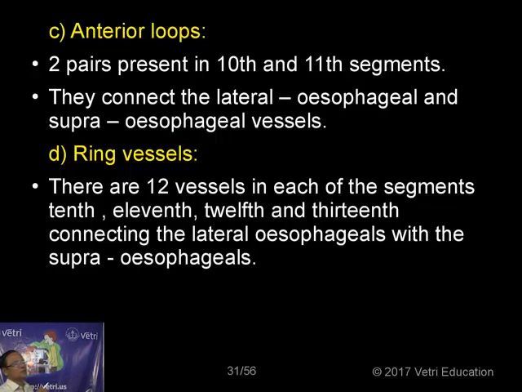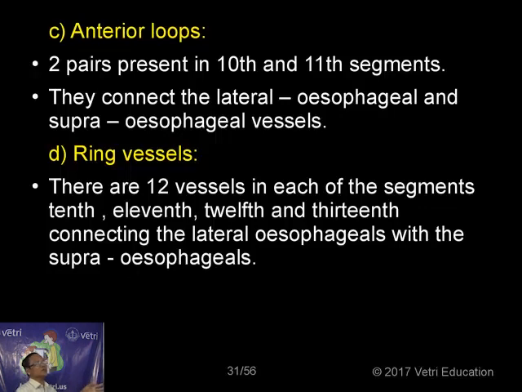In the case of lateral esophageal hearts, 7 and 9 present in segments, and they are connecting the dorsal vessel, ventral vessel and also the lateral esophageal vessels. Whereas the hearts in the 12th and 13th segment, they are connecting only the dorsal and ventral blood vessels. Then we have anterior lobes, we have two pairs connecting the supraesophageal and lateral esophageal blood vessels.